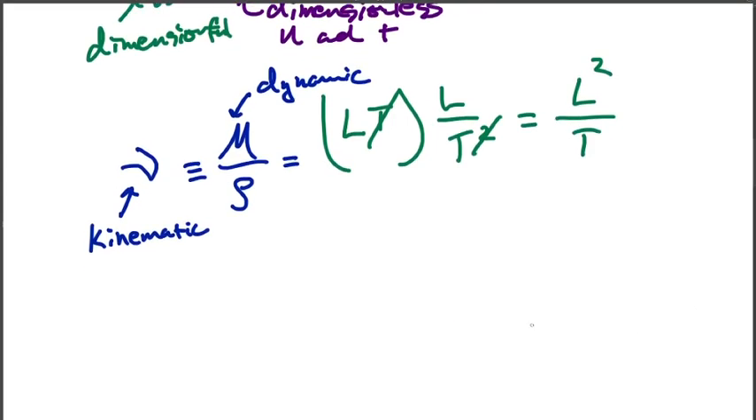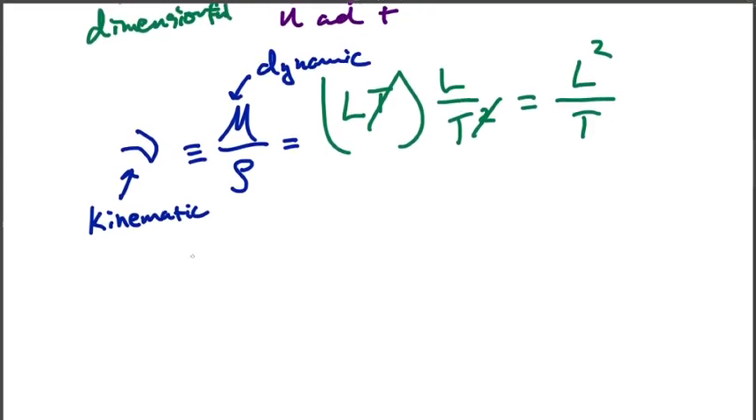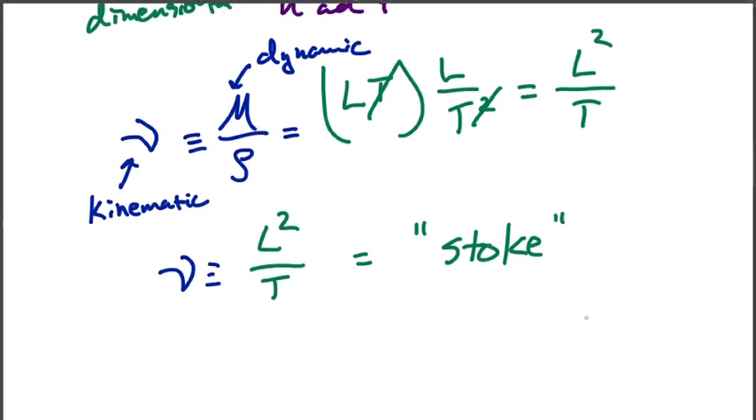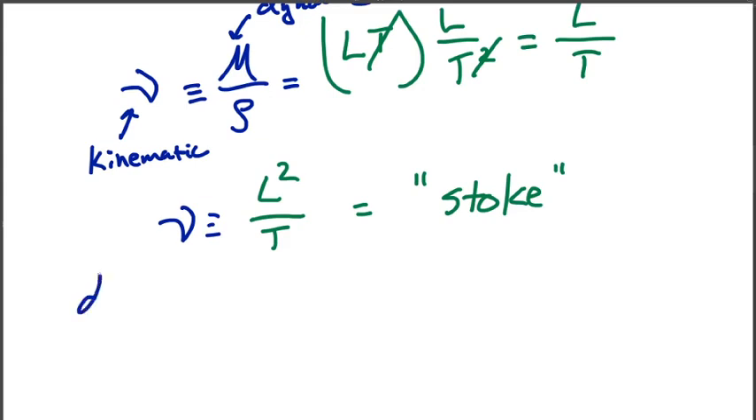So let's look at these two in turn. We have our kinematic viscosity, which has units of length squared per time. This is a diffusion-like coefficient, and it is given a special name. It's called the Stoke. You'll see things listed as having stokes of viscosity. Our other viscosity, our dynamic viscosity, mu, is equal to rho times nu.